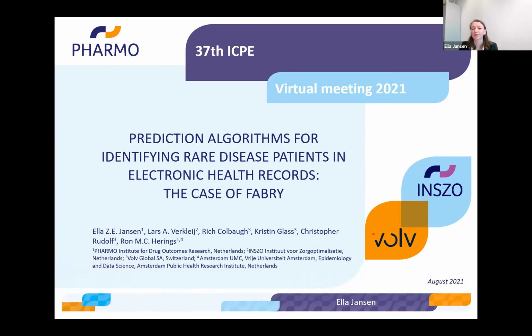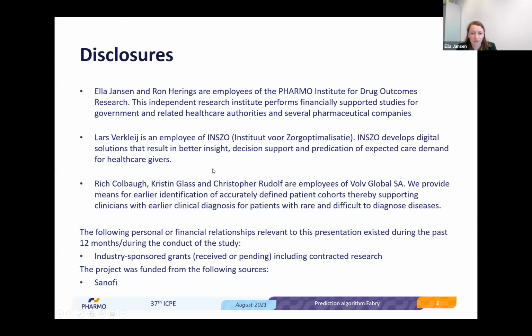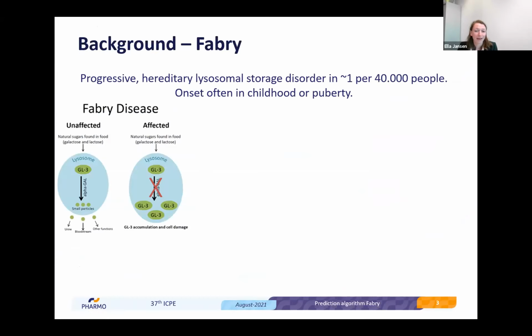Okay, thank you so much to ISPE for letting us present on prediction algorithms for identifying rare disease patients in electronic health records. In this presentation, I will focus on the case of Fabry disease and explain our process of developing a prediction algorithm step by step. These are the disclosures of the contributing authors. But first, a little bit of background.